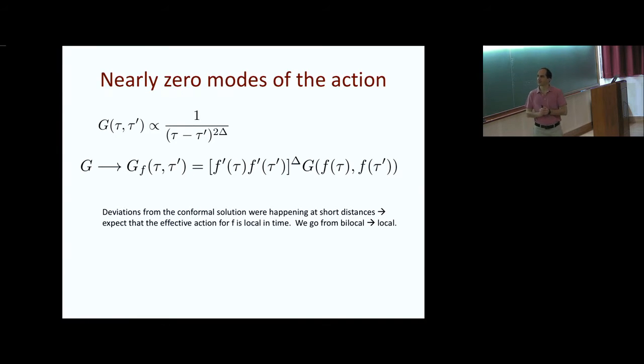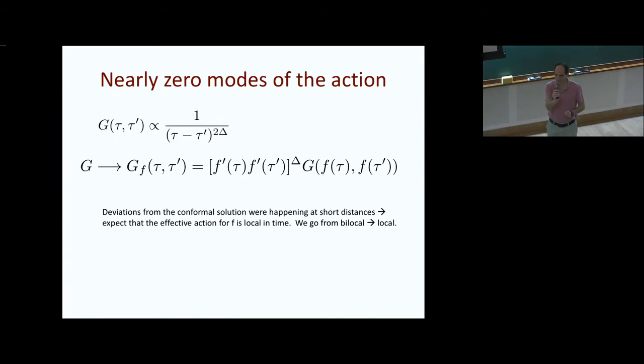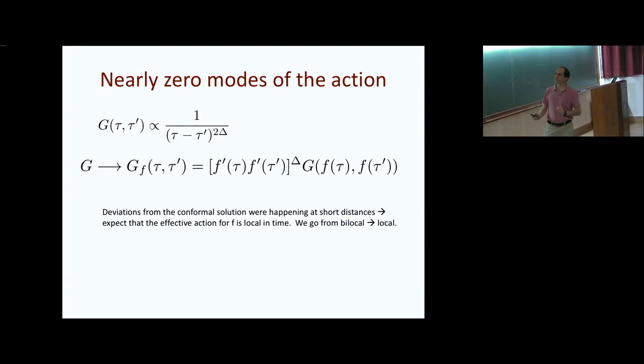And now the deviations from the conformal solution were expected to happen at short distances. Recall the plot we had for the propagator. It was differing from the exact propagator, was differing from the low energy propagator when the two times were equal or close to equal. And so that implies that we expect this would be a good solution, except when the two times are equal. And so that implies essentially that the effective action that we expect for f should be a local action. So it should be an action that involves a single integral over some f or perhaps derivatives of f. Okay.